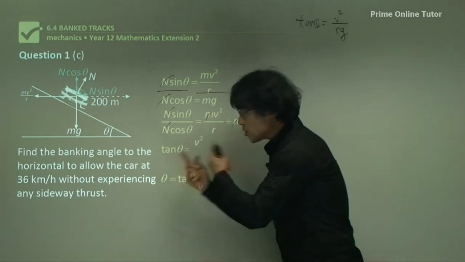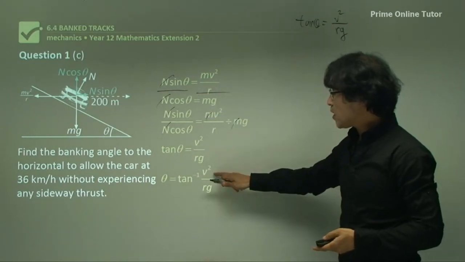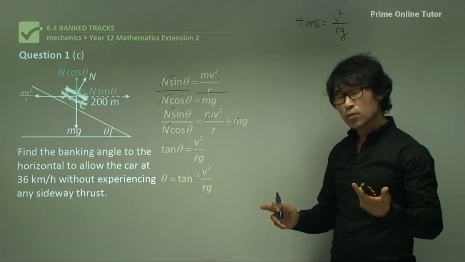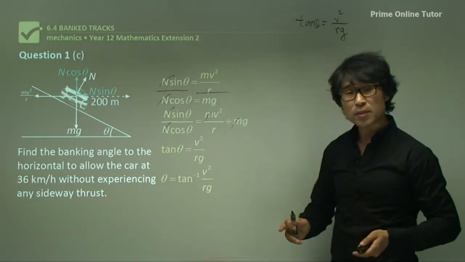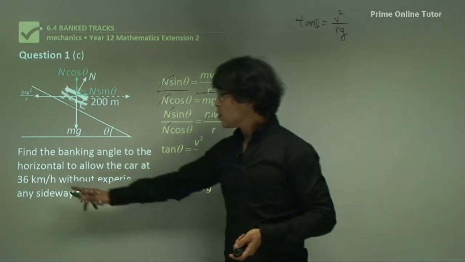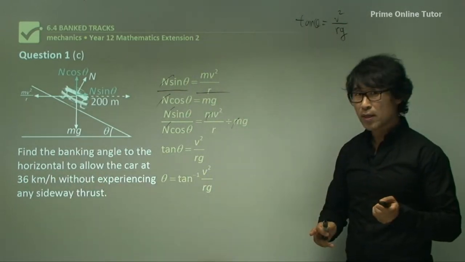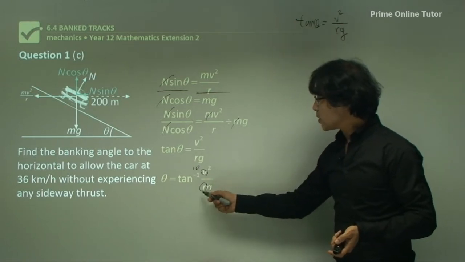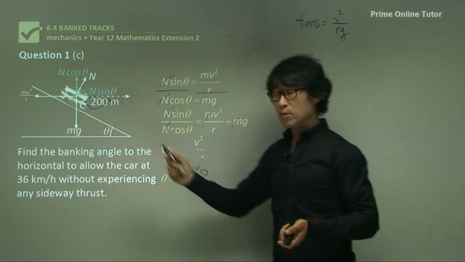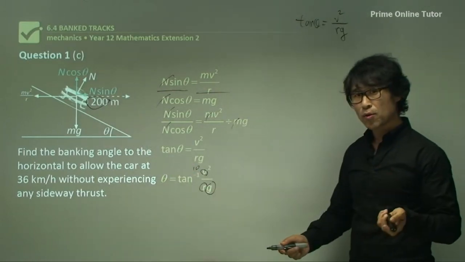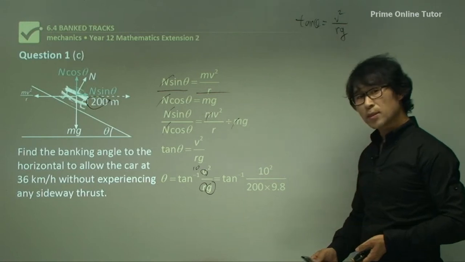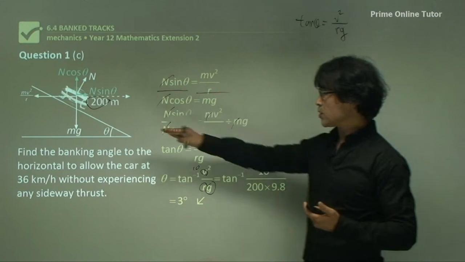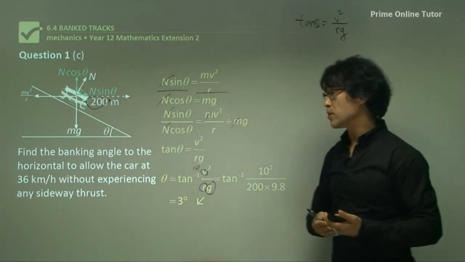So sort out the values. What is v? v equals 36 kilometers an hour. But remember, we're not going to use kilometers an hour, we're going to use meters per second. What is the meters per second value for 36 kilometers an hour? Yes, 10. What's the radius here? 200. And gravity is 9.8. So put those numbers in, grab your calculator, and you'll get approximately 3 degrees. You understand that?